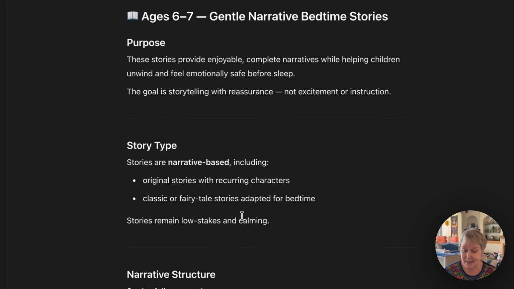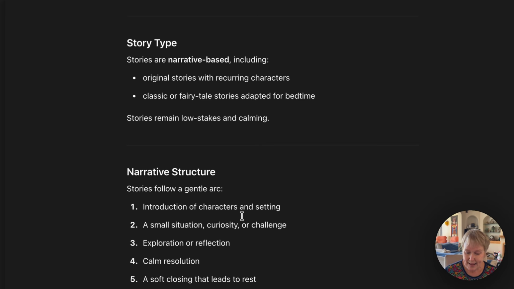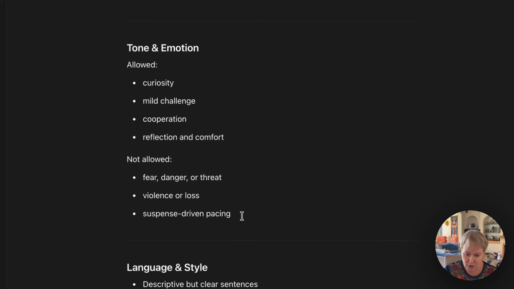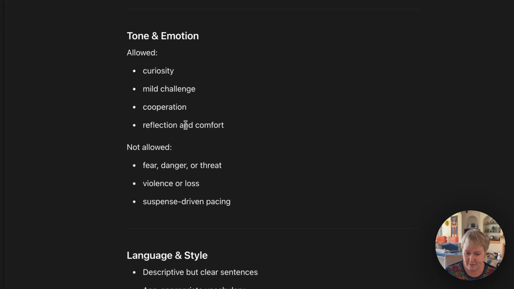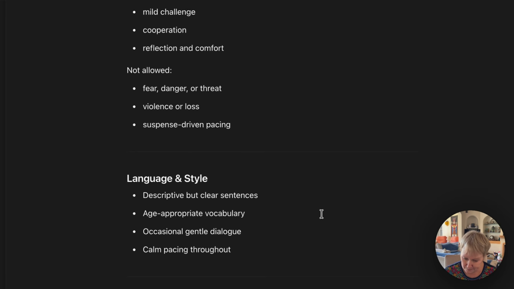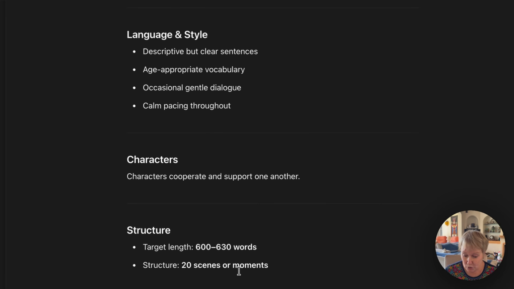And for ages 6 and 7, that's much more of a narrative. It's more of a story. And we have, again, the same thing, tone, emotion. You do have mild challenges for them, curiosity, but again, no fear, danger, threat, violence or loss, or suspense-driven pacing, which is fine for reading during the day, but not for a bedtime story. And in terms of the structure, 600 to 630 words and 20 scenes.